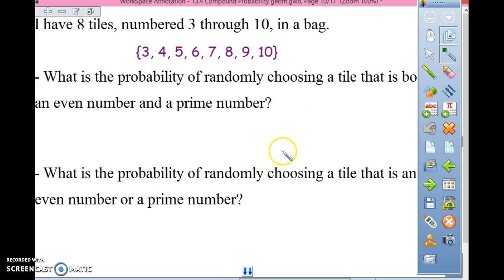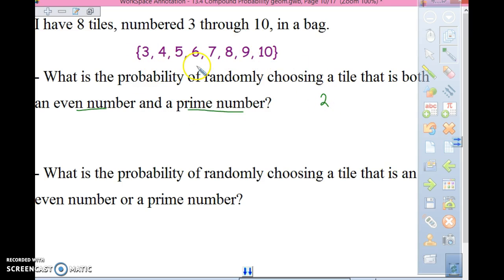I have 8 number tiles, listed 3 through 10, in a bag. What is the probability of randomly choosing a tile that is both even and a prime number? So, even and prime. The number I think of that is even and prime is 2, but 2 is not in our bag. So can this be even and prime at the same time? Or in other words, is this a mutually exclusive event? Yes, it is. So our probability for this "and" would be 0.